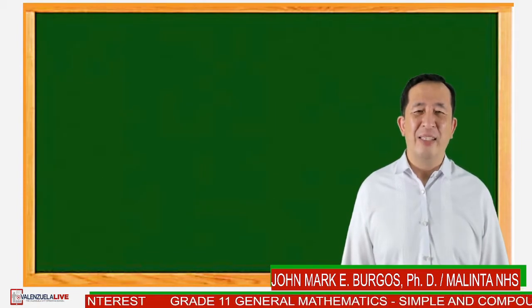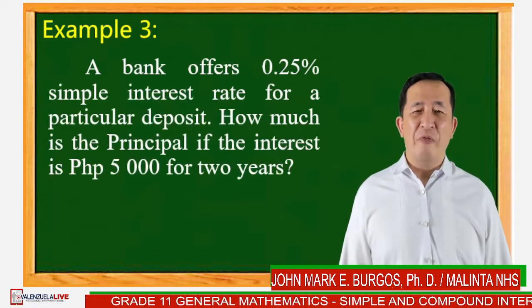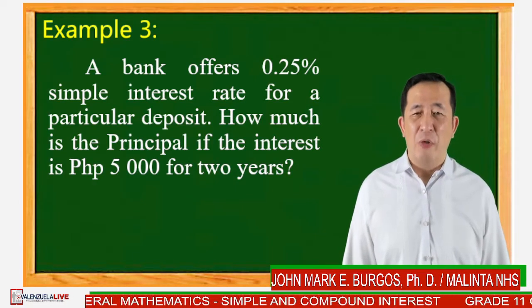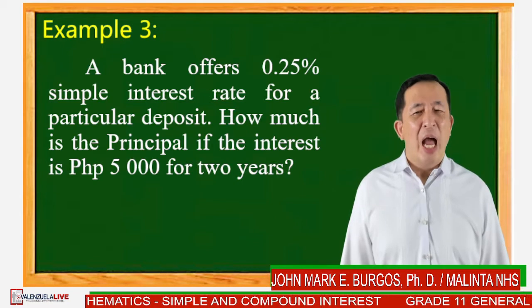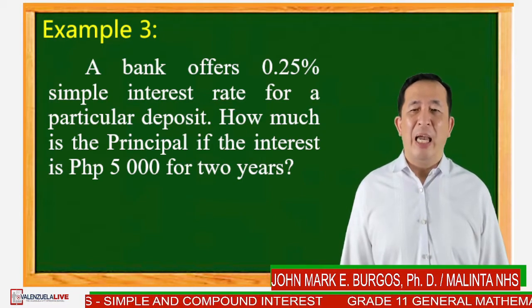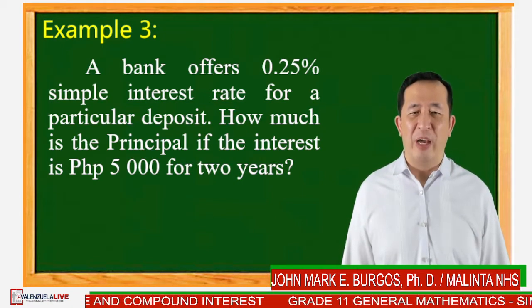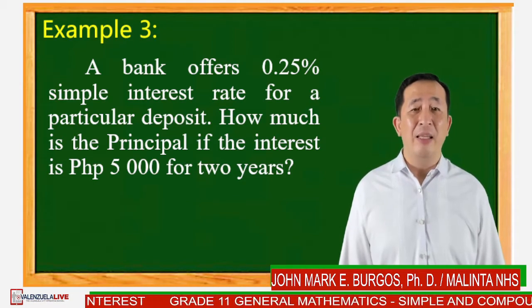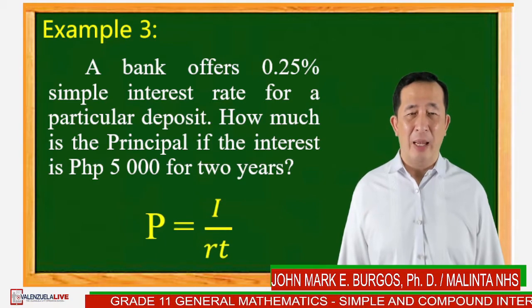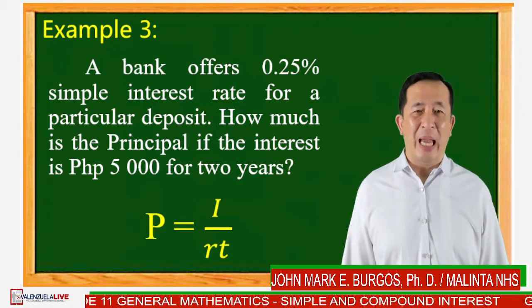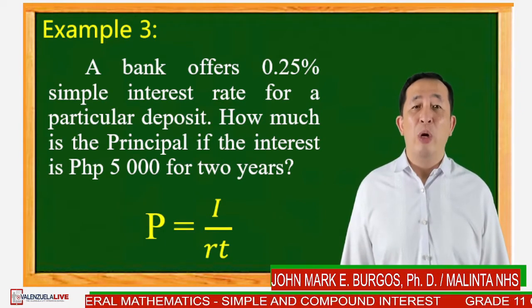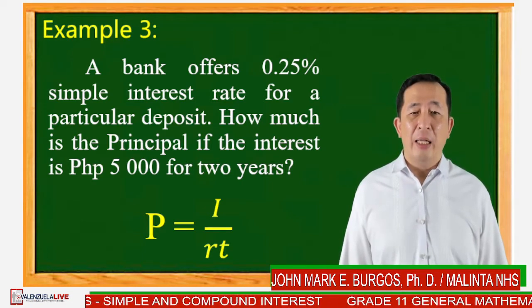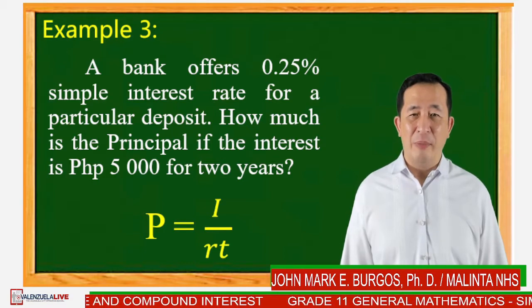For the third example, a bank offers 0.25% simple interest rate for a particular deposit. How much is the principal if the interest is 5,000 pesos for 2 years? What is being asked in this problem is the principal. Since the principal is being asked here, we will use the formula P is equal to I divided by R times T.